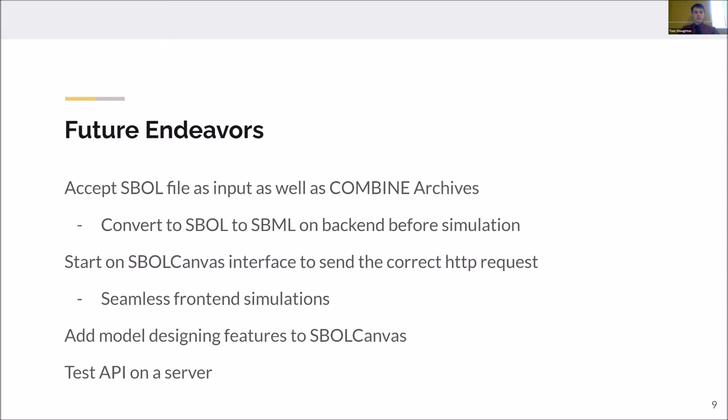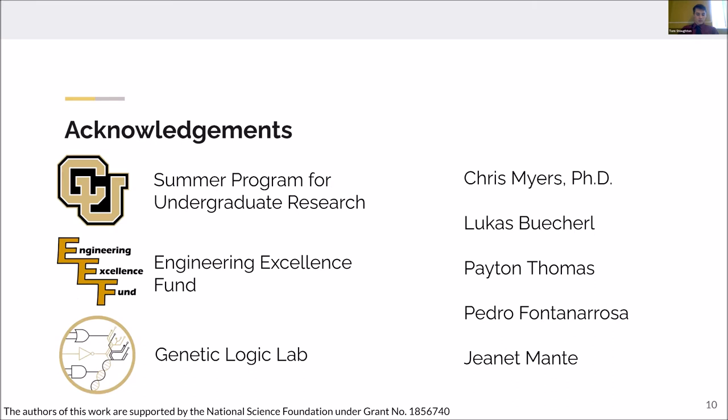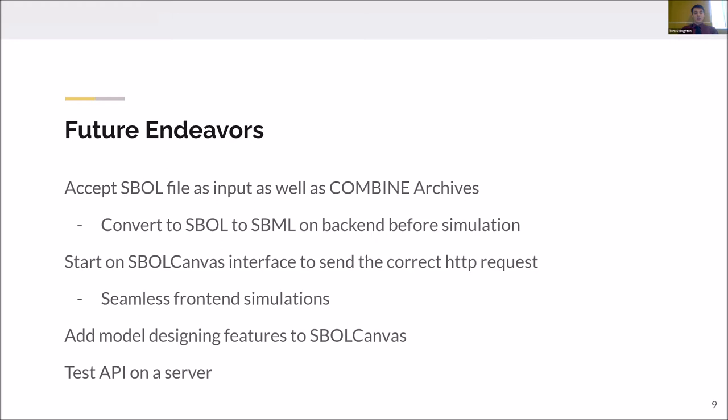In the future, as I said before, we would like this API to be able to accept ESPL files as input as well as Combine archives so that first-time simulations can be run. And this involves implementing the ESPL to SBML conversion aspect of iBioSim into the API as well as the simulation aspect. And in addition, we need to implement the interface for ESPL Canvas in order to send the correct HTTP request along with the body with the correct files to allow for seamless front-end simulations.